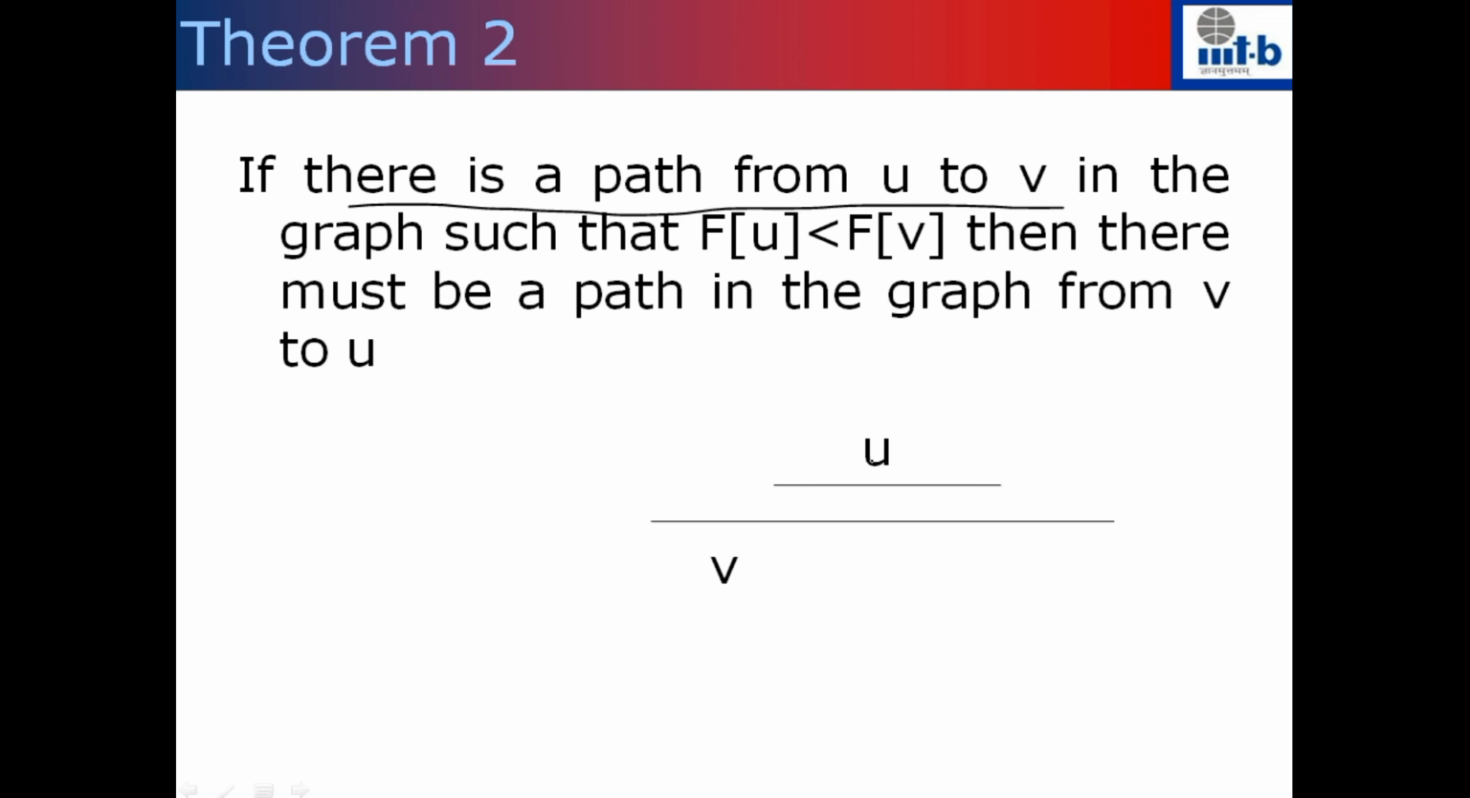If there is a path from u to v and the finish time of v is greater than the finish time of u, then there must be a path from v to u. That means that v is an ancestor of the vertex u in the DFS tree. You pushed v, then you pushed u, then you popped u, then you popped v out of the stack, right? We will use these two theorems in the future classes.